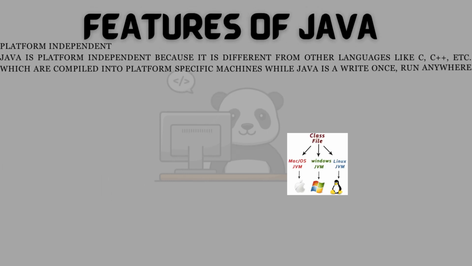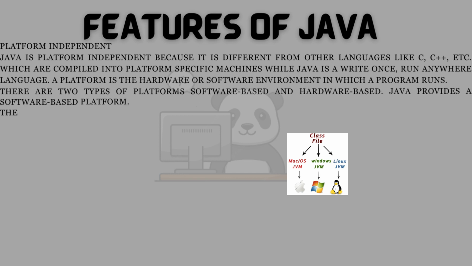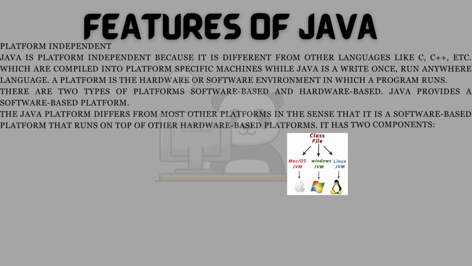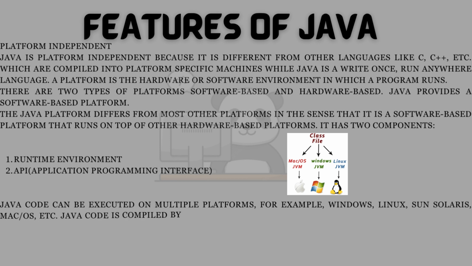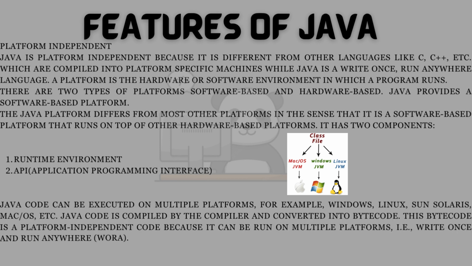Platform independent. Java is platform independent because it is different from other languages like C, C++, etc., which are compiled into platform-specific machines, while Java is a write-once, run-anywhere language. A platform is the hardware or software environment in which a program runs. There are two types of platforms: software-based and hardware-based. Java provides a software-based platform.